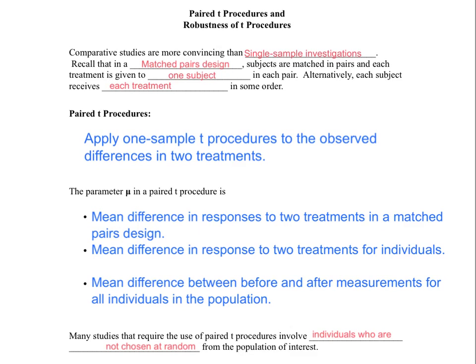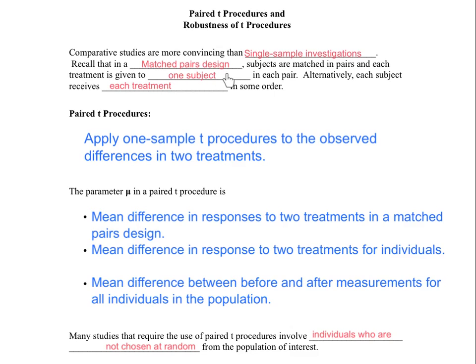The purpose of this video is to assess how a matched pairs design experiment can use T procedures to make conclusions about a greater population. Recall that comparative studies are more convincing than single sample investigations.